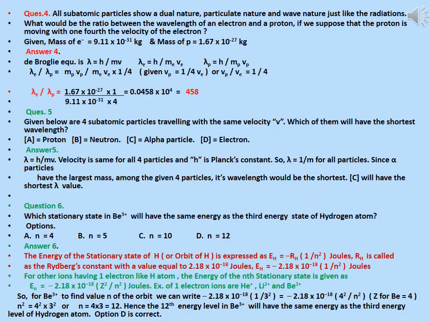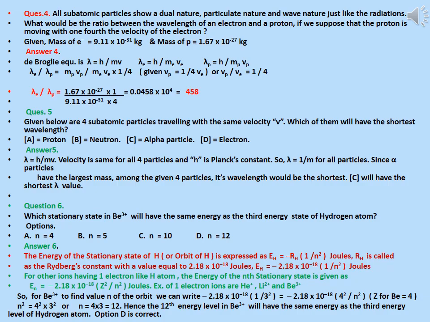Coming to the next set of questions 4, 5 and 6. Questions 4 and 5 deal with de Broglie's equation, relation. Let us take question number 4 first. All subatomic particles show a dual nature, particulate nature and wave nature, just like the radiations. Here I would like to give a small explanation.